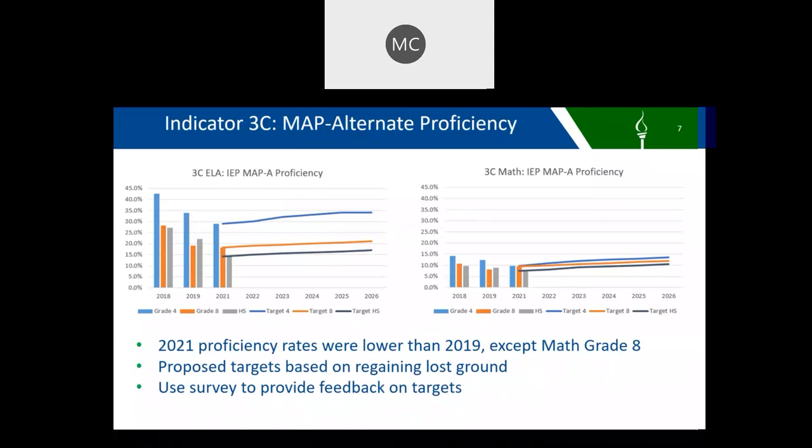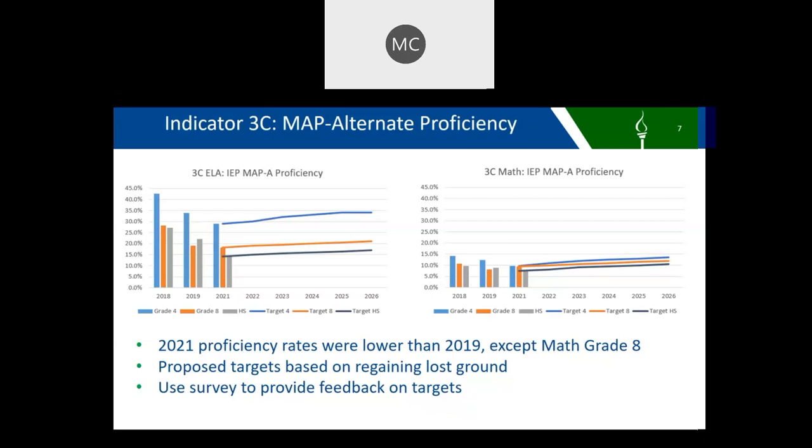These charts show the proficiency rate for the last 3 years on the alternate assessment, or MAP-A. The chart on the left is for English Language Arts, and the chart on the right is for mathematics. The blue bars show 4th grade proficiency, which includes students scoring proficient or advanced on the assessments. The blue lines show the proposed targets for future years. The orange bars show 8th grade proficiency, and the orange lines show the proposed targets for 8th grade for future years. The gray bars show high school proficiency, and the gray lines show the proposed targets for high school for future years.